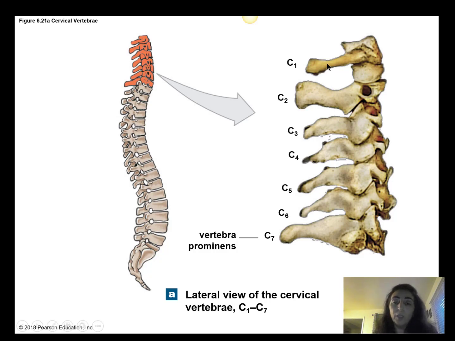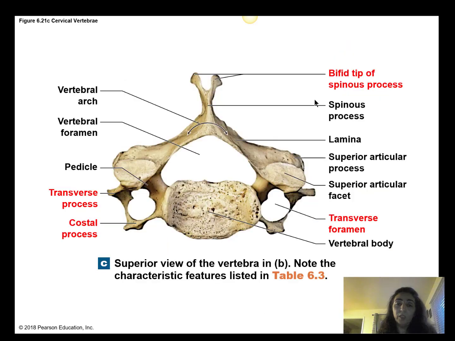The other ones that you need to know are C1 and C2. Next, let's take a closer look to see how they look. C1, that is Atlas, C2, that is Axis, right? So first, this is a typical cervical vertebra. As we said, the spinous process is bifid, that you can see here, except the C7. All other 6 of them have their bifid spinous process.